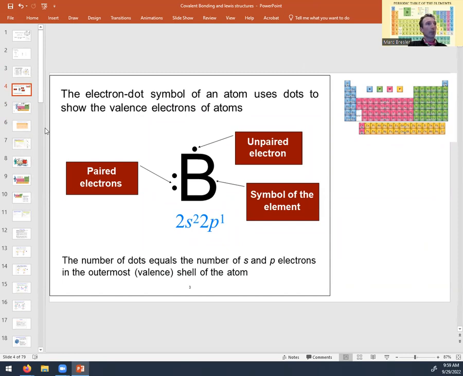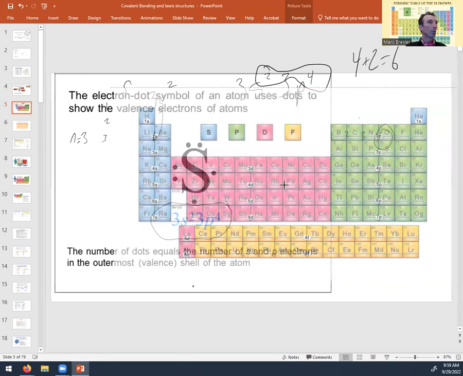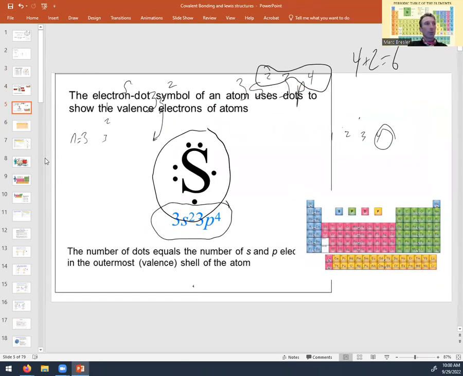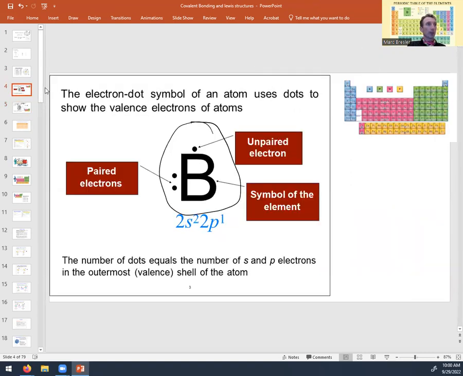But so we can do this for boron too. Oh, it's over on this side here. Whoop, there it is, sulfur. So excuse me, 1, 2, 3, 4, 5, 6 electrons here. So you can see those there. And so this is a simple electron dot symbol. So if you do electron dot symbols, you can kind of get a feeling for how to do Lewis dot structures. Here's boron.